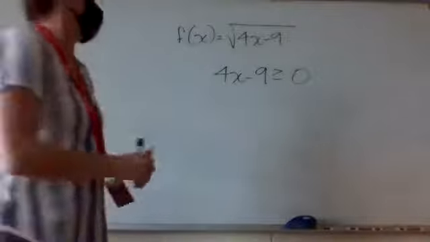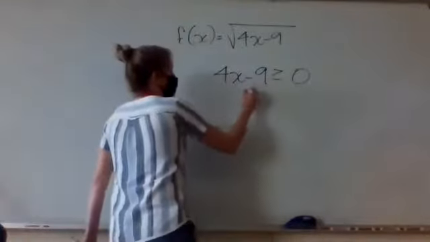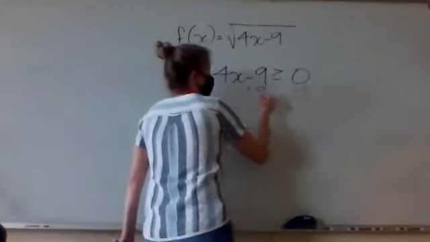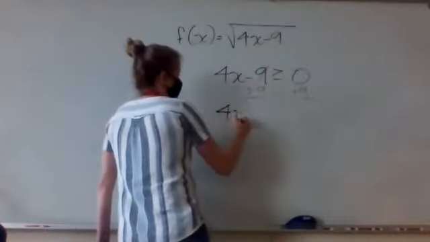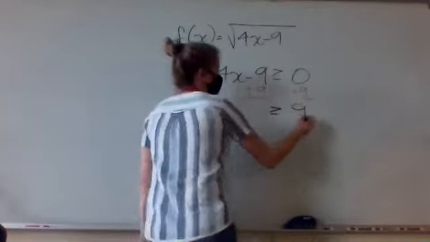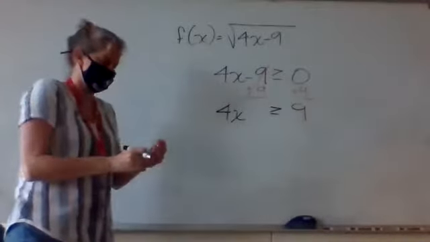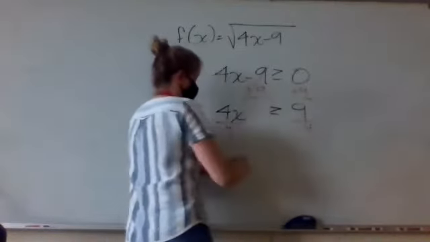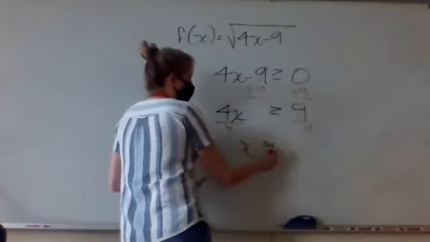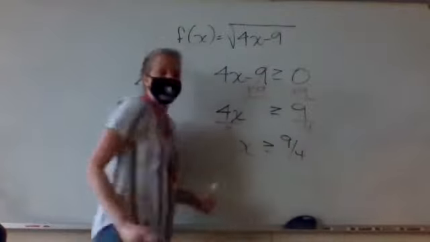solve it for that x, which means I need to add the 9. So 4x is greater than or equal to 9, and divide by 4. So x is greater than or equal to 9 fourths.